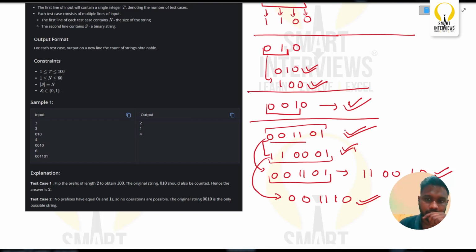I flip this, so I'm generating two new strings. Now for each of them, again I should keep track of a prefix greater than this. So for each of them, again I have to count equal zeros and ones and generate new prefixes. But is it required, is the question? That is not required.